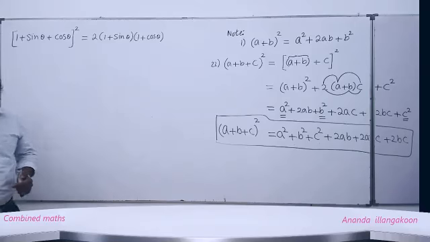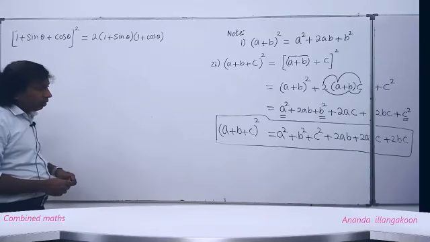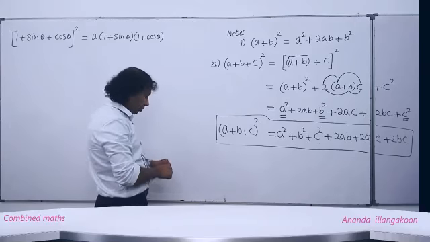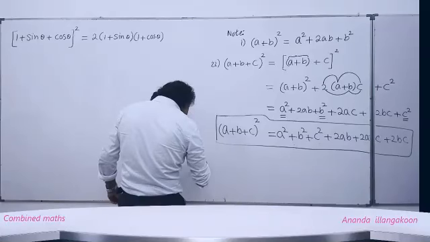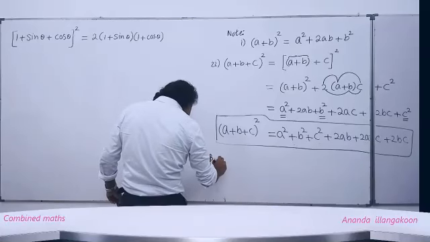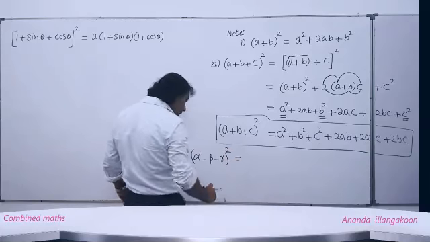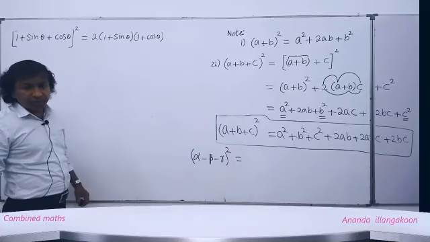Right now, people, using that, if you need to simplify this, (alpha minus beta minus gamma) perfect square, how do we take the perfect square of this?